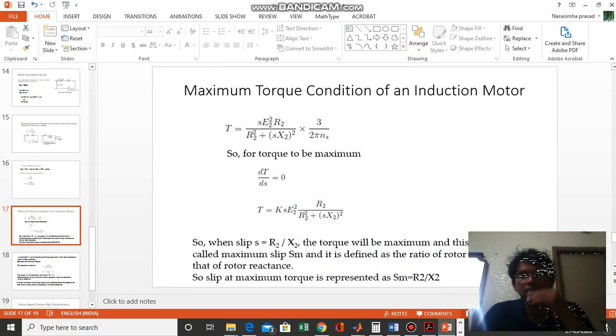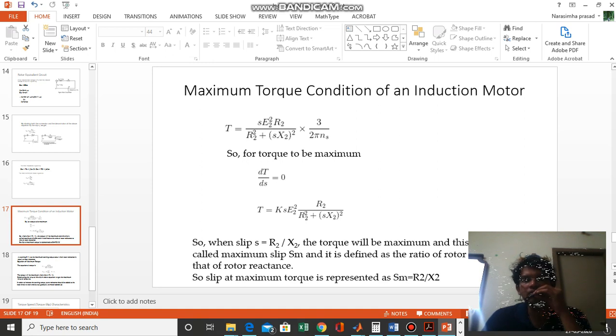Hello everyone. So now we are going to talk about the maximum torque condition for an induction motor. Please observe this expression: torque T is equal to s E2 square R2 by R2 square plus (sX2) whole square, into some constant. To get the condition for maximum torque, the rate of change of torque with respect to slip is zero.